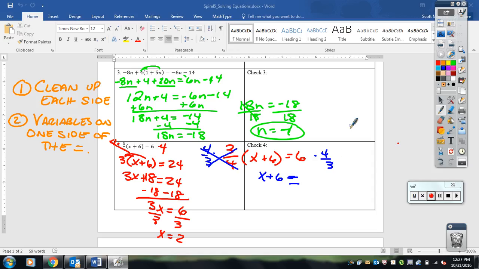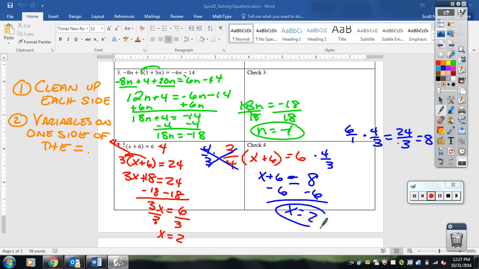6 times 4 thirds, if I want to do this on the side, this is 6 over 1 times 4 over 3. 6 over 3 cancels to 2 over 1, 2 times 4 is 8. Or you could just multiply straight across. 6 times 4 is 24, 1 times 3 is 3, 24 over 3 is 8, it equals 8. Minus 6, x still equals 2.